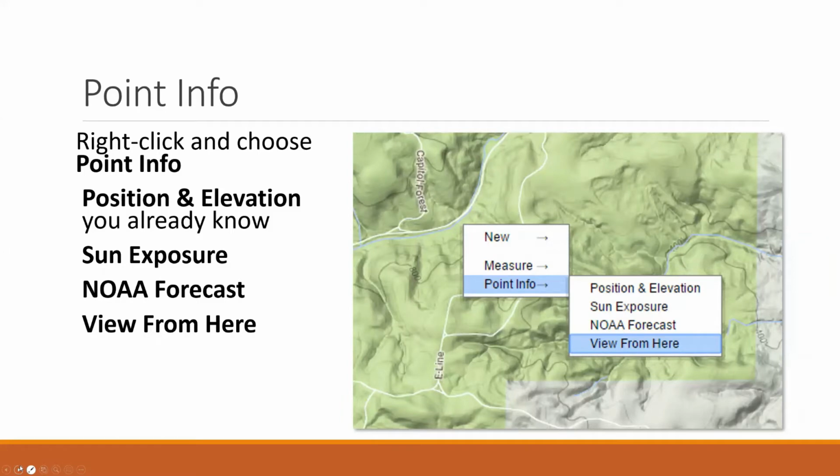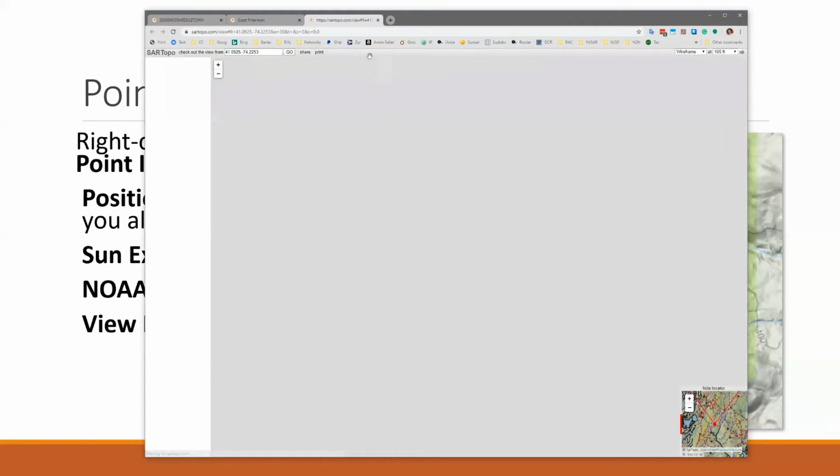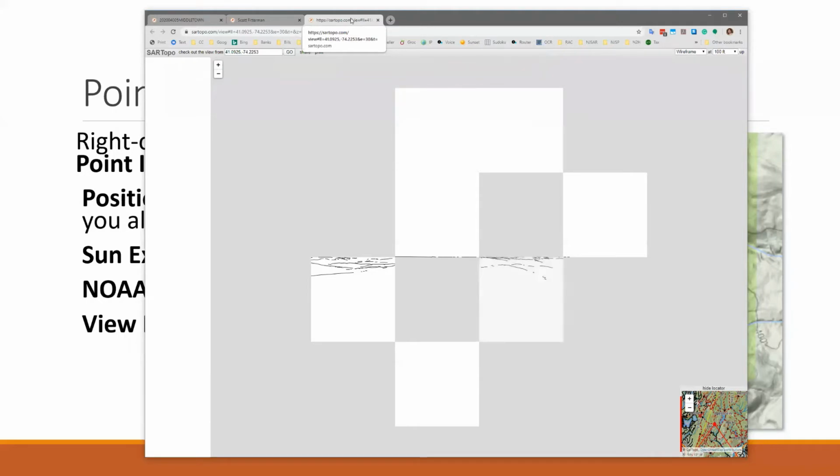View from here is pretty insane, actually. And it'll create a new tab. So let's say, let me find a high point. So right here, I'm going to right click, point info, view from here. It brings up a whole new tab, and it'll take a minute. And it'll show you the view from there.